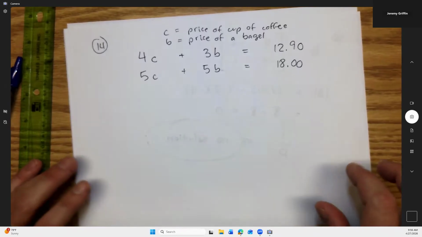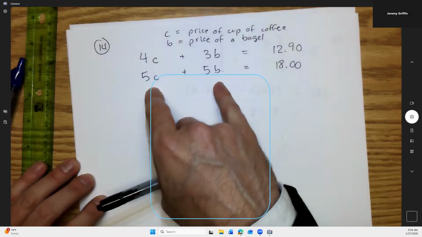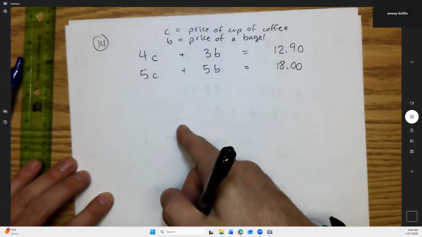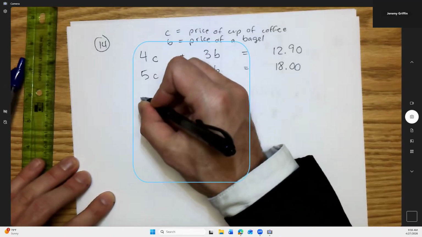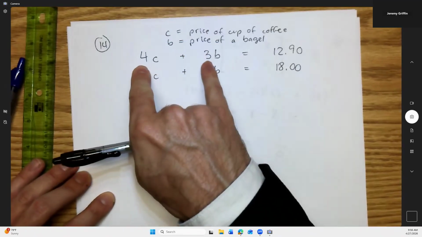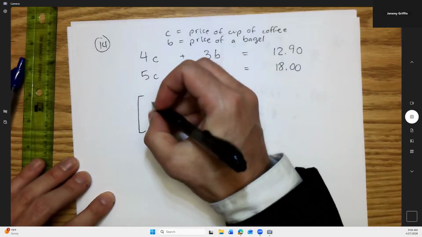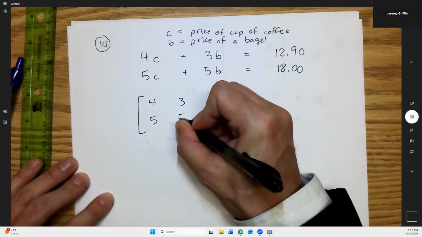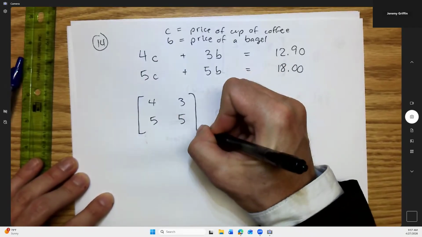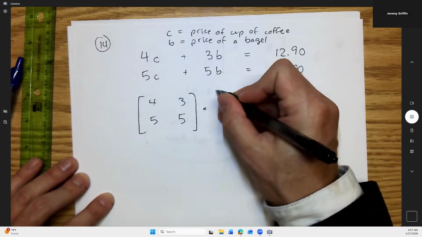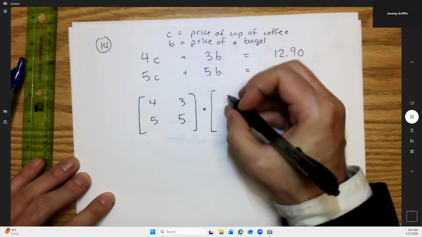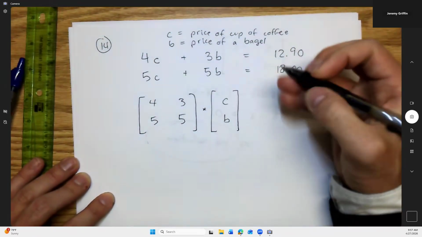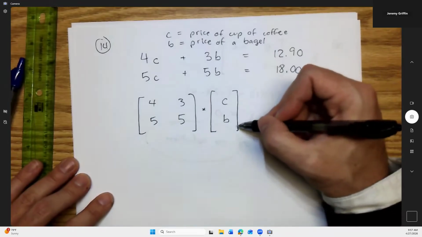Now, guys, if you want to, could you use either substitution or elimination and get the answer out? Yeah, you could. But this is just a different way to look at it: we could set up a matrix. So let's take these coefficients, which represent the number of each that you bought. So 4, 3, 5, 5, make a 2 by 2 matrix out of that. Then I'm going to multiply by a 2 by 1 matrix, which is coffee, bagel. Remember, these represent the price of a cup of coffee and the price of a bagel.